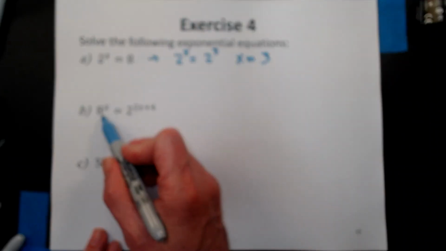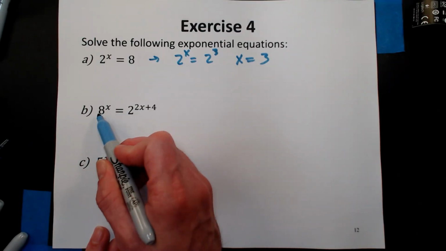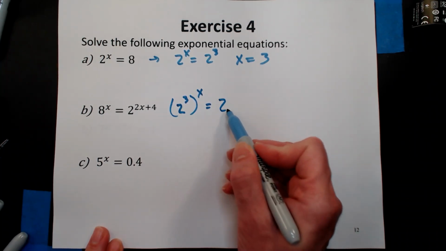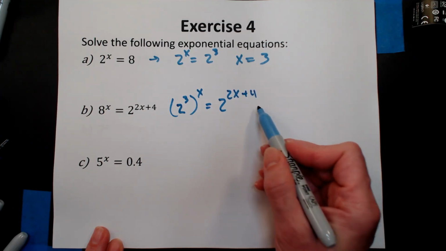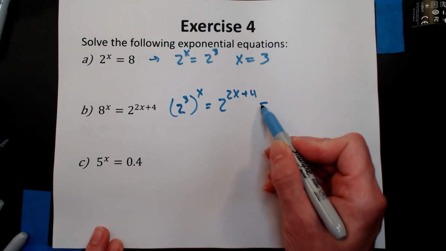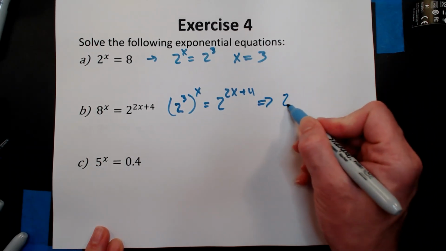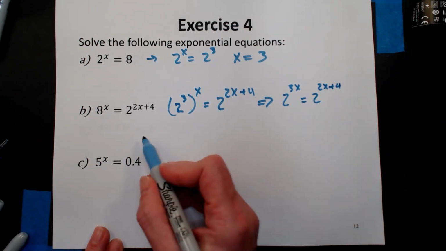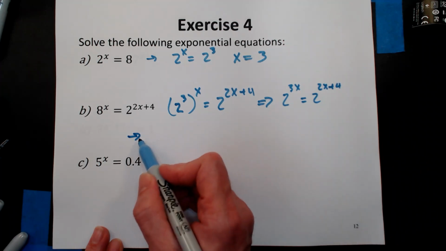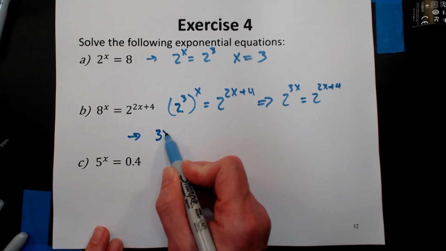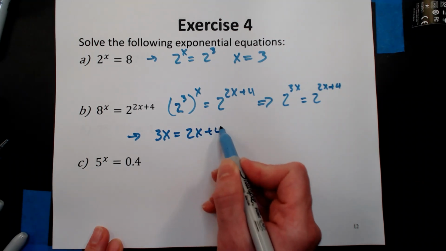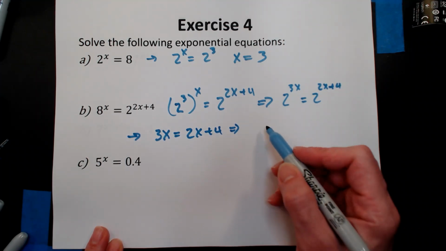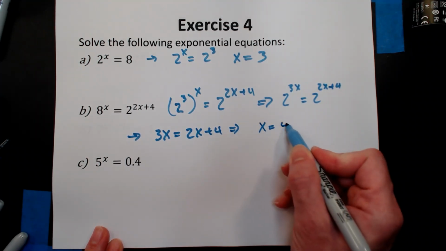Now we're going to redo this. 2 is not a power of 8, but 8 is a power of 2. We saw that before, so we're going to say 2 to the third, all raised to the x power, equals 2 to the x plus 4. When I raise something that's been raised to a power to another power, I get 2 to the 3x equals 2 to the 2x plus 4. When I rewrite this and think of these 2's as canceling, I get 3x equals 2x plus 4. Subtract 2x from both sides, and I get x equals 4, and we're done.